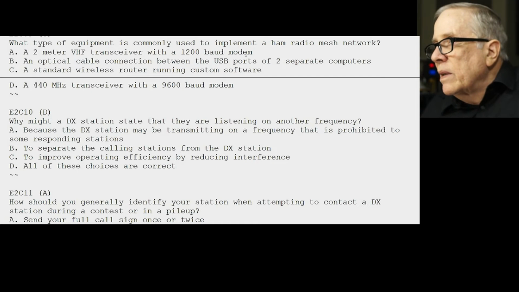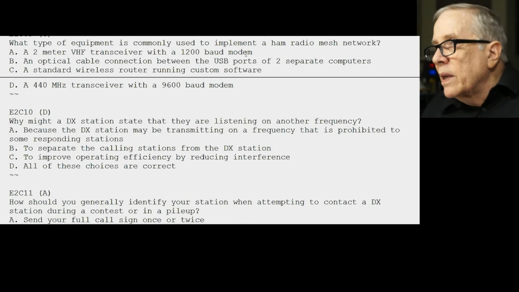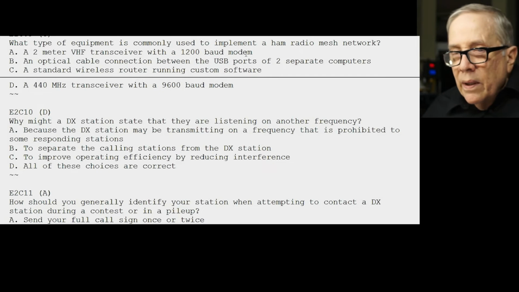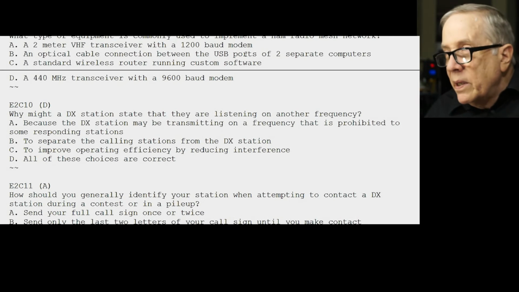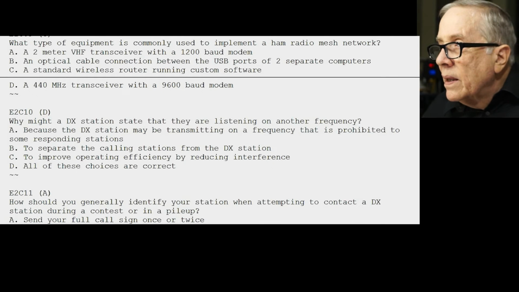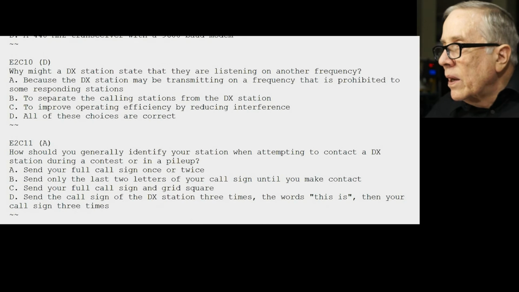B, to separate the calling frequency, separate the guys calling from the DX station, so they're on different frequencies. C, to improve operating efficiency by reducing interference. There's less interference of the transmitting DX station when you go split frequency, and it was different when the band segments were very much different. Some guys made a lot of use of split frequency, DXpeditioners like Don Miller.